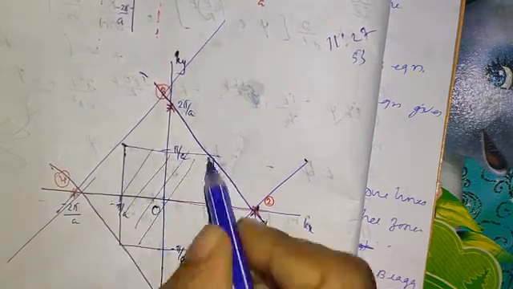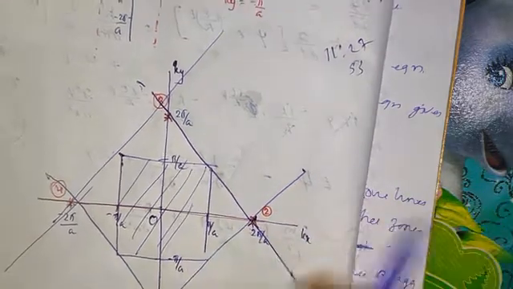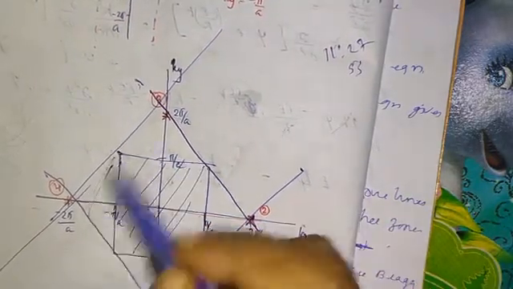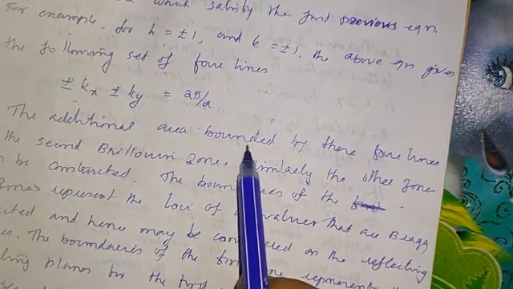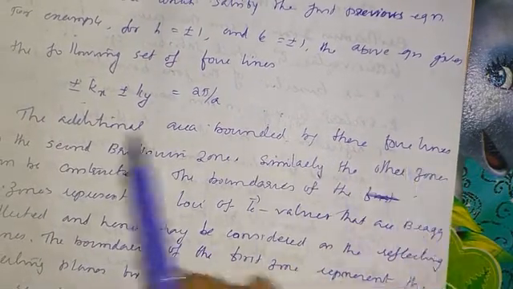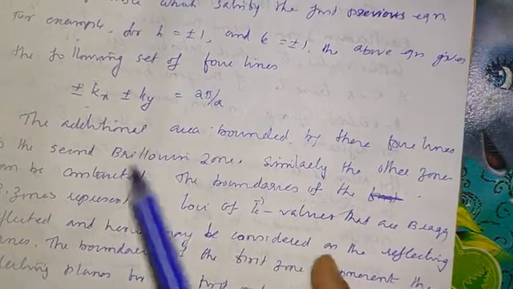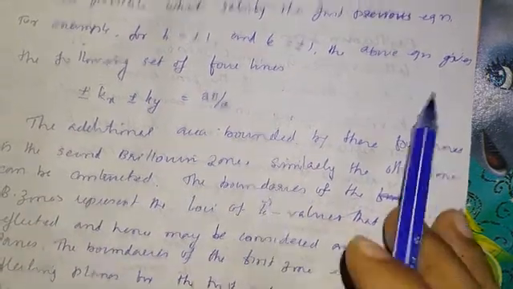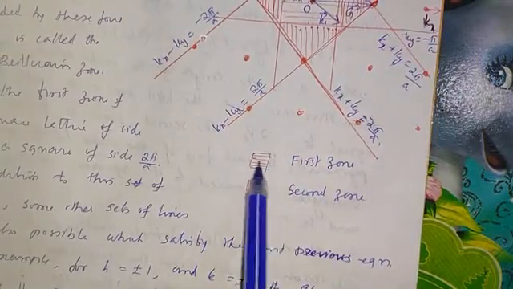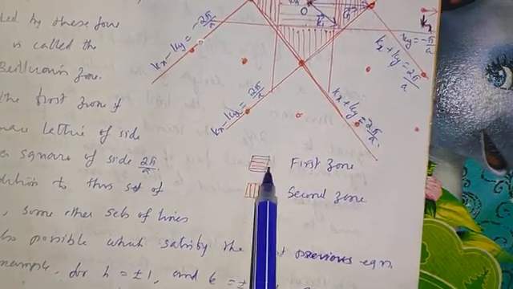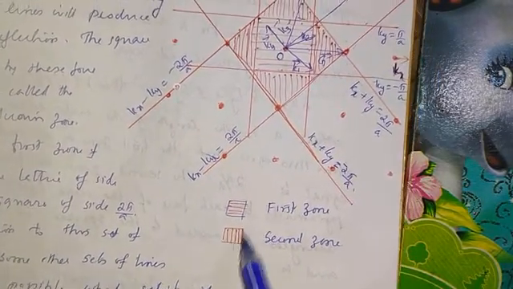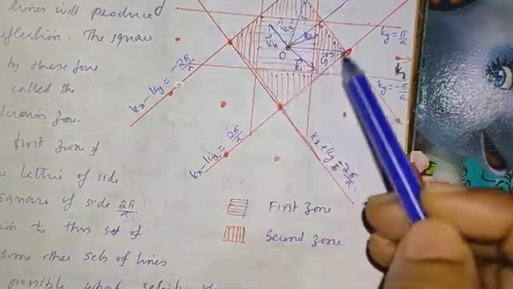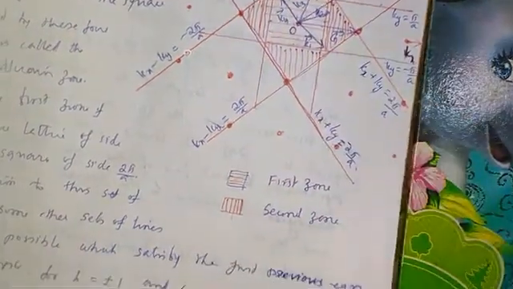So this was the first Brillouin zone, and now the area covered by the second set of lines will represent the second Brillouin zone. So this is the second Brillouin zone. The additional area bounded by these 4 lines, which we have just shown from the figure, is the second Brillouin zone. I have shown it shaded. The horizontal lined area represents the first Brillouin zone, and the additional area, which is represented by vertical lines shaded, will give you the second Brillouin zone.